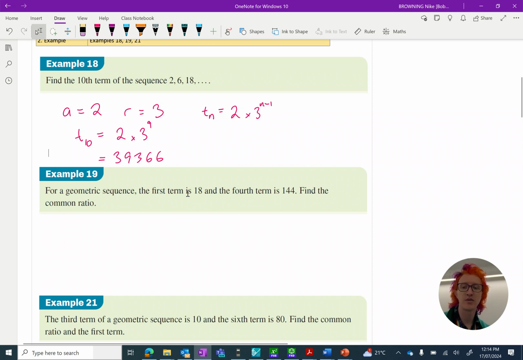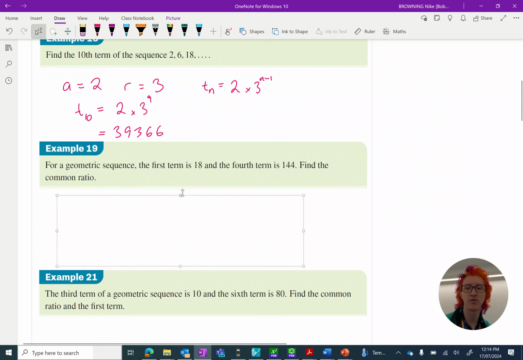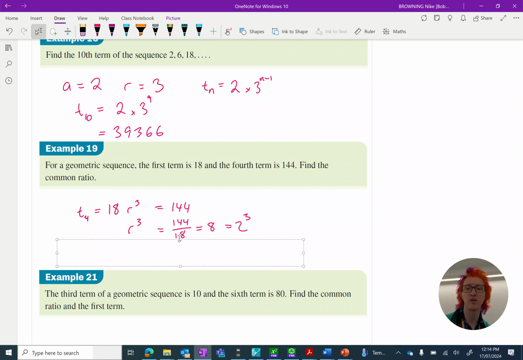For our geometric sequence, the first term is 18 and the fourth term is 144. Find the common ratio. So it gives you T1 and T4. Again, we're starting with what we know. We know T4 is equal to A times R to the 3, which is 144. We then divide by 18 to get r cubed is equal to 144 on 18 equals 8, which is conveniently the same as 2 to the power 3. So r to the 3 is the same as 2 to the 3, so r is equal to 2.